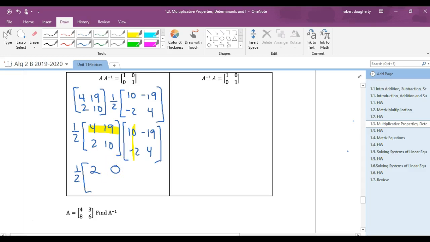What's 2 times 10 minus 2 times 10? That's 0. And then second row, second column. 2 times negative 19, negative 38 plus 40 is 2. And then what happens when I distribute that 1/2 in there? Yeah, I get the identity matrix. Okay. And we're there. Now, you could switch these matrices around the order and prove that A inverse times A.